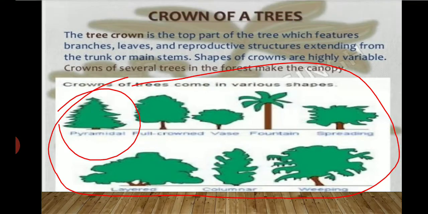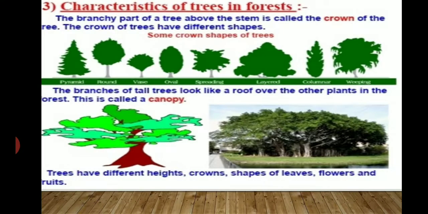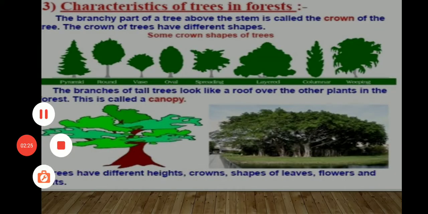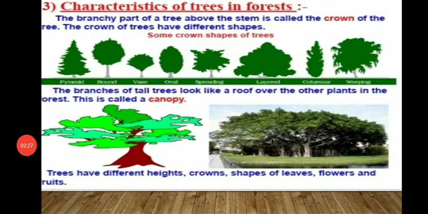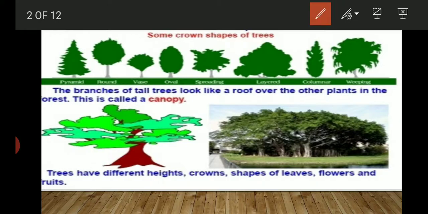So they have different types of crown. We can also define the crown as the branchy part of a tree above the stem. And the crown of a tree can have different shapes. For example, pyramidal in structure, round shaped, whale shaped, oval, spreading, layered, columnar and weeping.